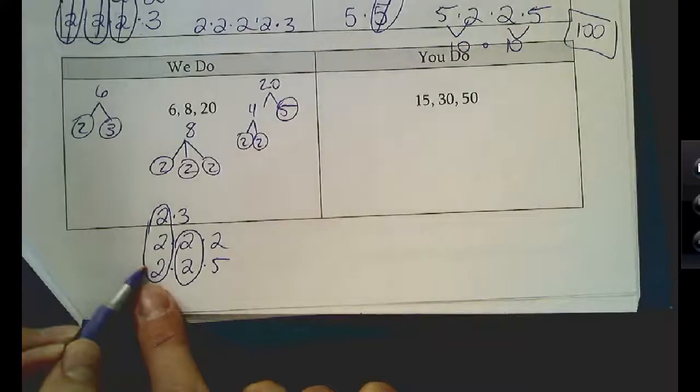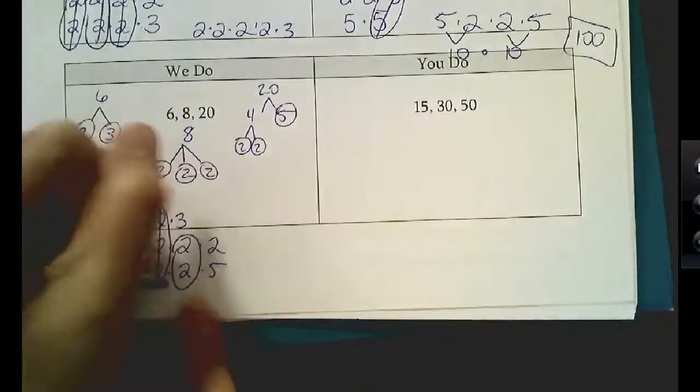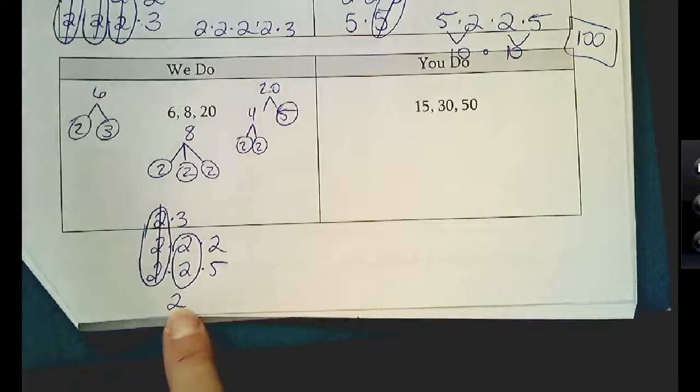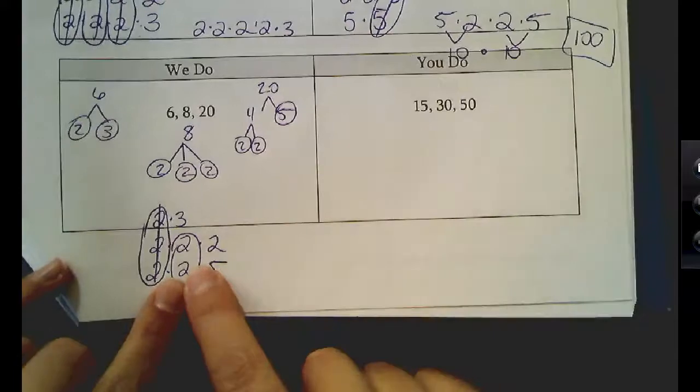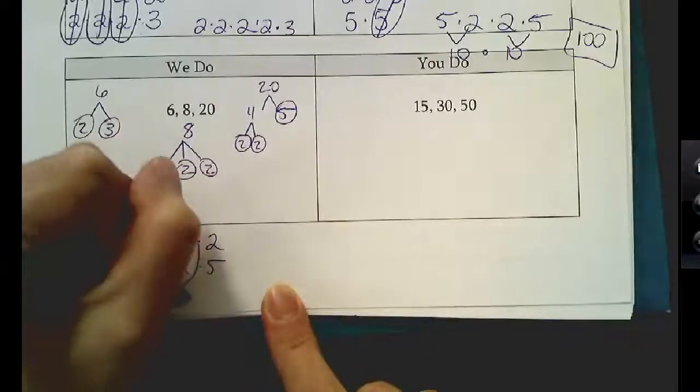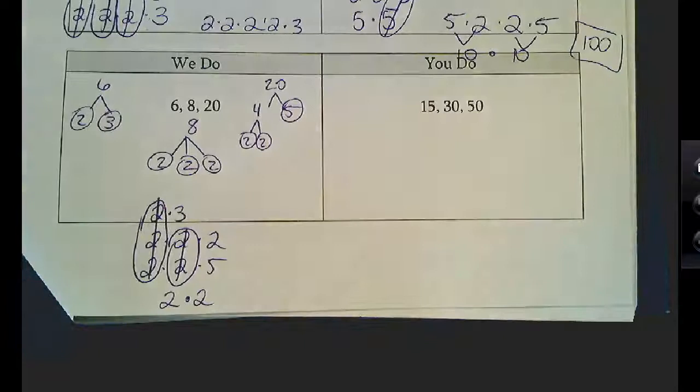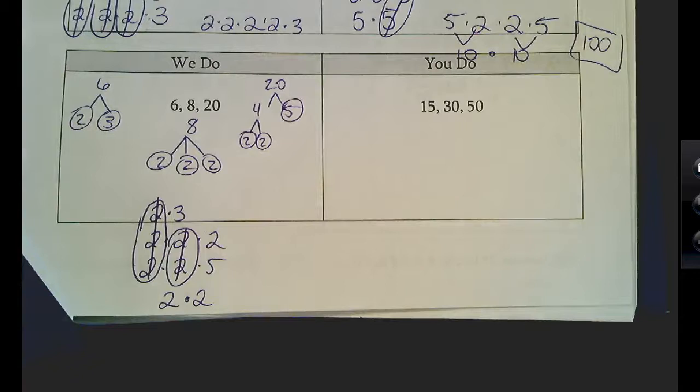We circled a set of 2s. So I'm going to go ahead and cross that off and write a 2. And then I've got another set of 2 circled, so I'm going to cross that off and write it down. Now, for least common multiple, we want the least amount of garbage, so what do we do with our leftovers? For least common multiple, we want the least amount of garbage, so we recycle and multiply them.